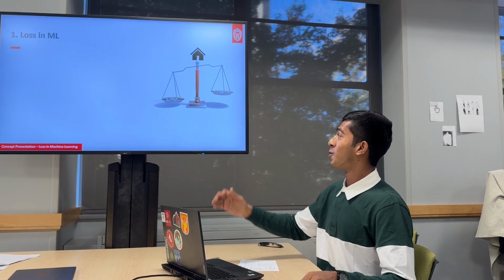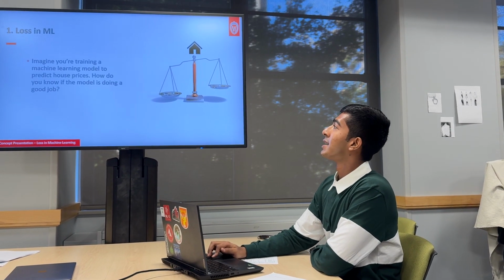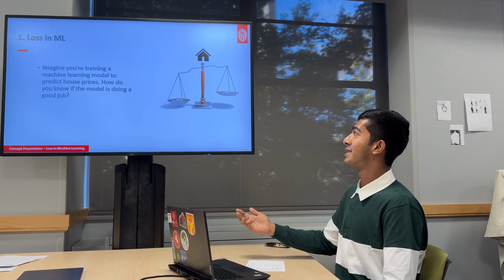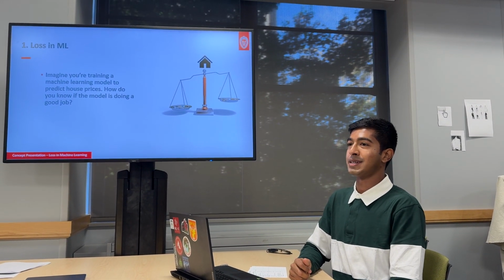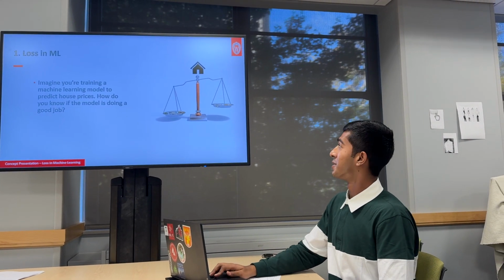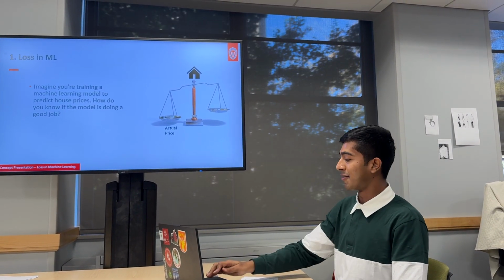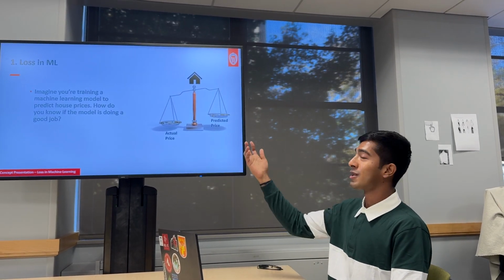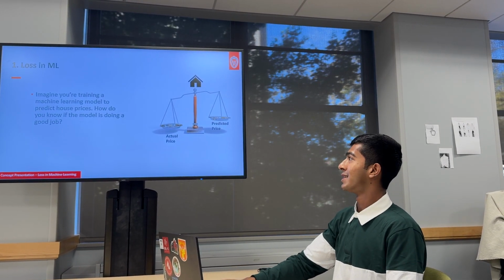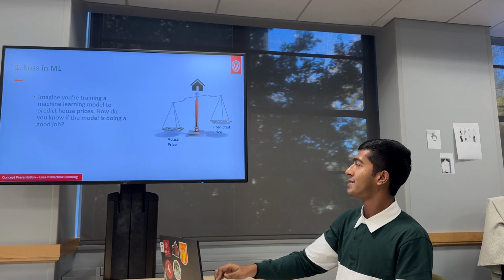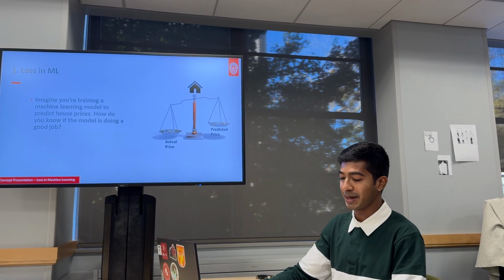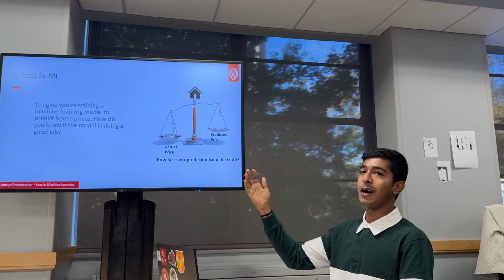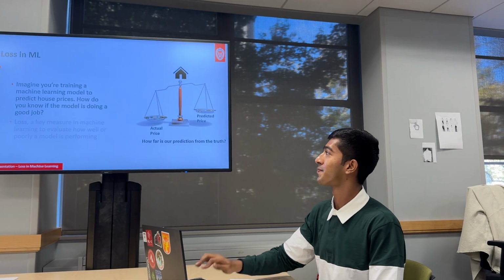Let's say you wanted to predict the house price. Imagine you have to train a machine learning model that predicts house prices, let's say in Madison. How do you know if the predicted prices are closer to real prices? In this diagram, let's say that was the actual price, which is more, but the model predicted the price to be lesser than that. So we see that there is a difference between the actual price and the predicted price. And loss lets us understand how far our prediction is from the truth.